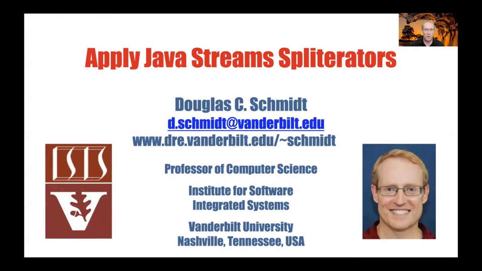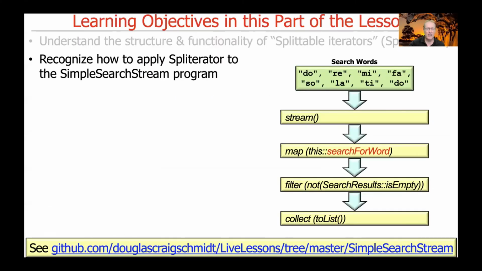So now that you've learned about what a Spliterator is, primarily focusing on the iterator part of a Spliterator for sequential streams, let's take a look at how you could actually implement a Spliterator in practice. And the particular Spliterator we're going to look at here, of course, going back to our running example, is the one that's provided by the SimpleSearchStream case study that we've been using as a running example through many of the lessons up to this point.